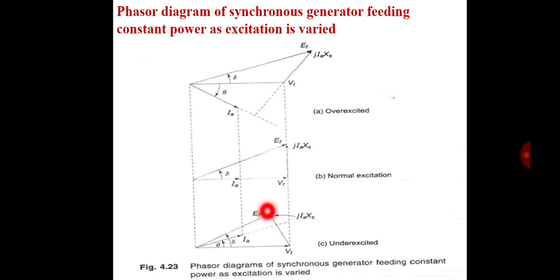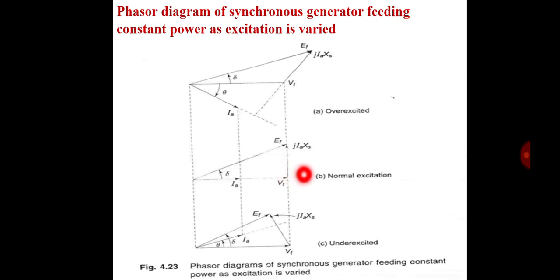Okay, so what is power factor? It is the angle between voltage and current. The power factor is leading when the synchronous machine is working under excitation. In normal excitation, we see Vt and Ia are in phase, so here is the unity power factor.